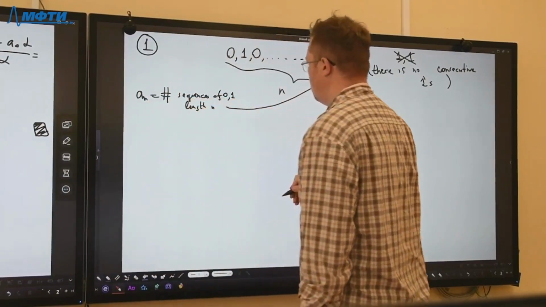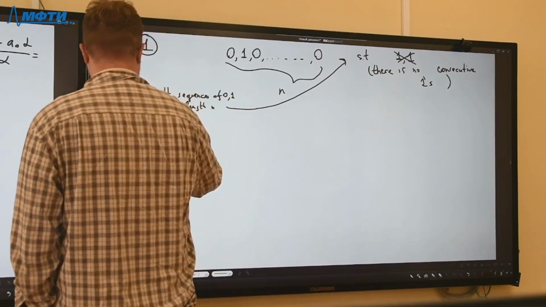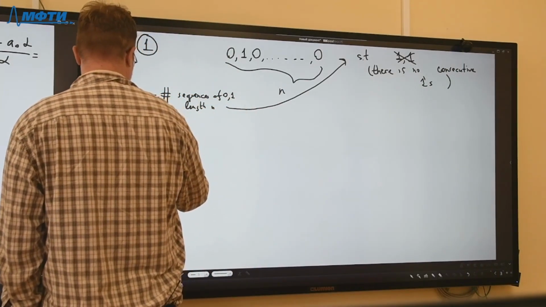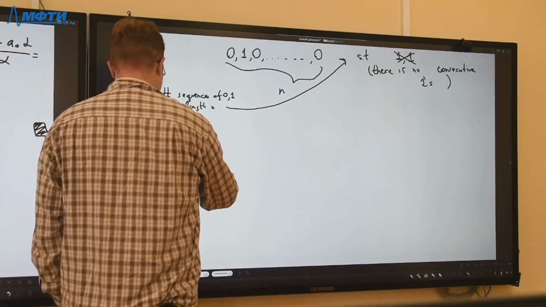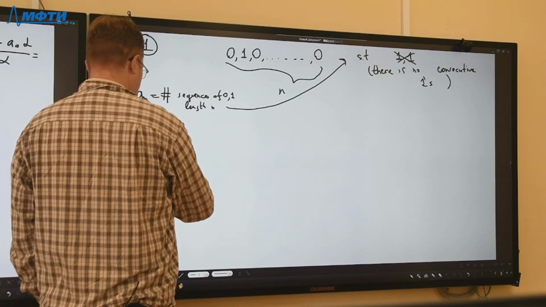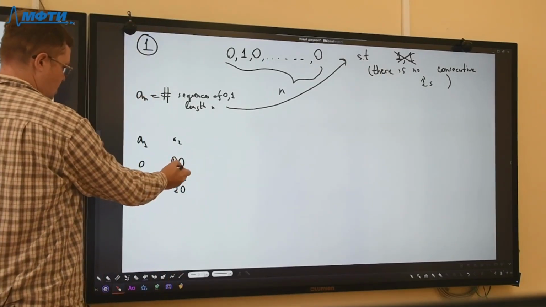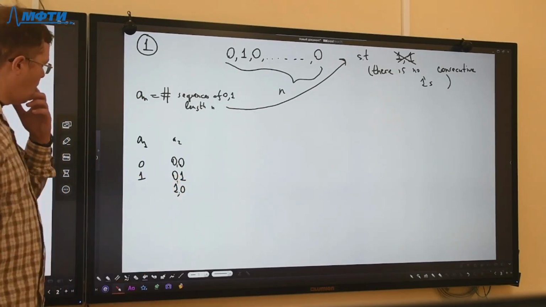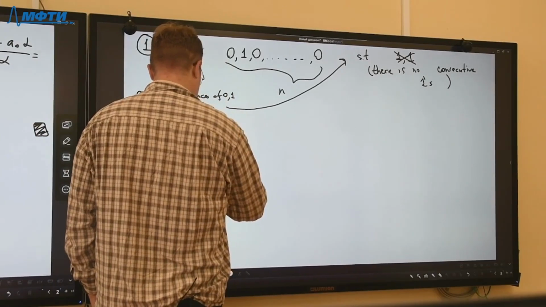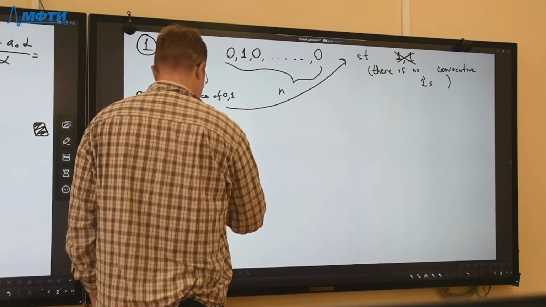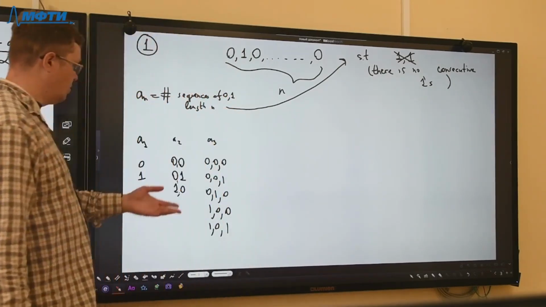So for example, if we have a_1, we need to write all the sequences of length 1. If we want to calculate a_2, we need to write all sequences of length 2 except for 1, 1. For a_3, we have 0, 0, 0, 0, 0, 1, 0, 1, 0, 1, 0, 0, and 1, 0, 1, and so on.